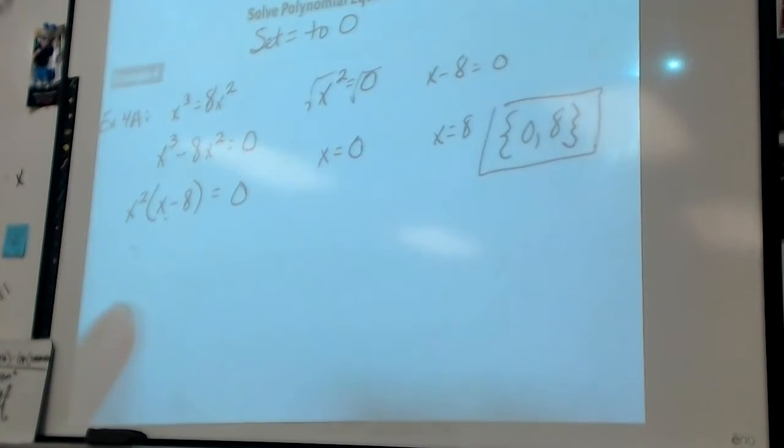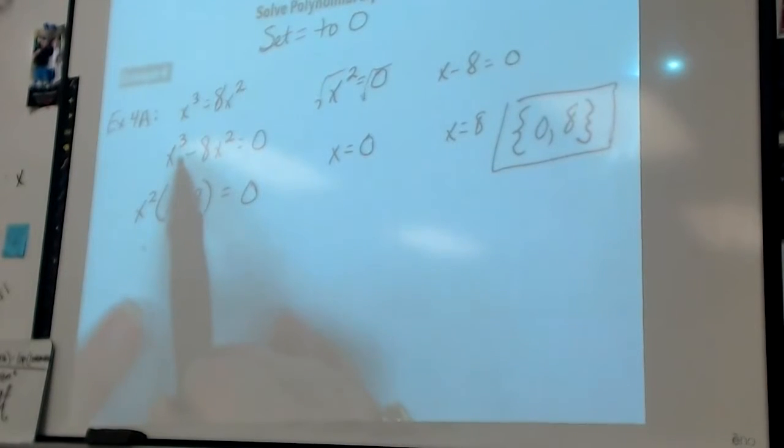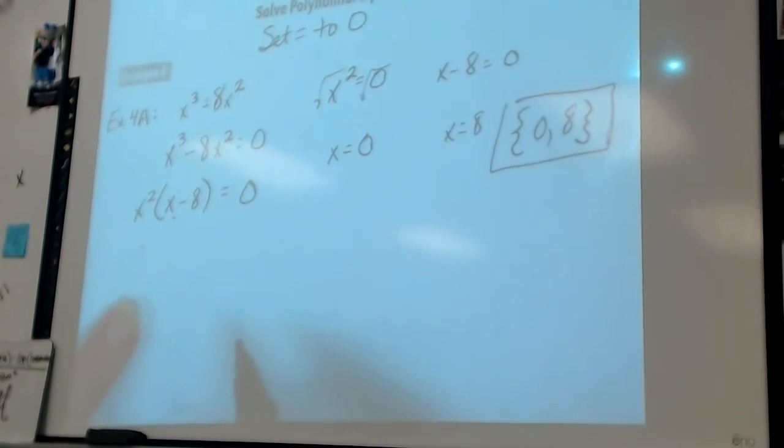That's where it's going to cross the x-axis. Now, since it's a cubic function, a third degree, it could cross the x-axis up to 3 times. But this one's not. It's just going to cross twice.